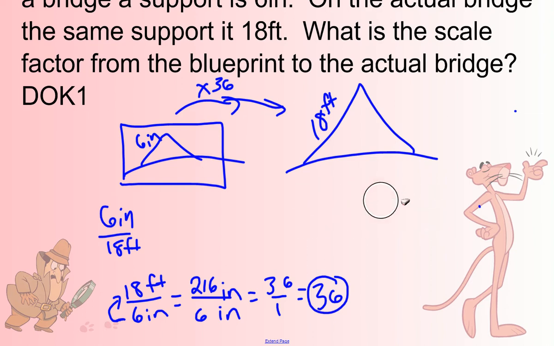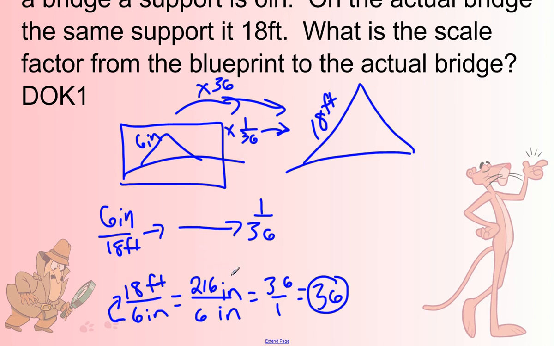Now, you say, well, what if I did it the other way on accident and I used this one? What would I get? Well, if you do the same process, you're just going to get 1 over 36. It would not make sense if you take 6 times 1 over 36. You're not going to get that 18 feet, that 216 inches. That 1 over 36 is actually the reverse. It's 18 feet times 1 over 36 gives you the blueprint. So the scale factor kind of goes both ways. It tells you what to multiply by to get from the one to the other, and even the reverse.